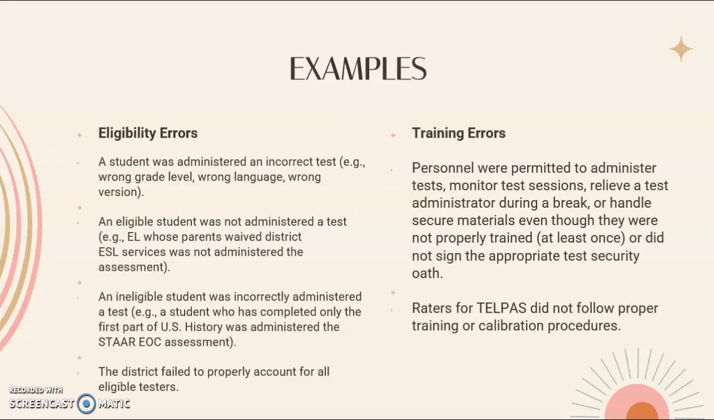Other types of errors are eligibility errors and training errors. If a student is given a test in the wrong grade level, language, or should not be testing at all, this is an eligibility error. Training errors occur if personnel have not signed security oaths, have not been trained or properly trained, or did not complete radar or calibration training for TELPAS.